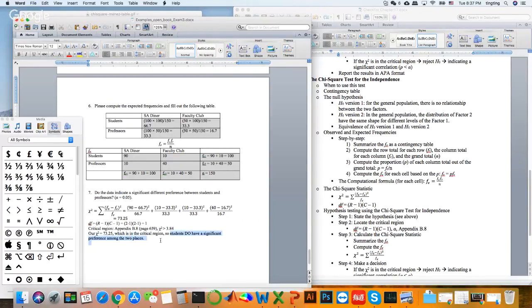So we do have a significant difference in preference between students and professors.